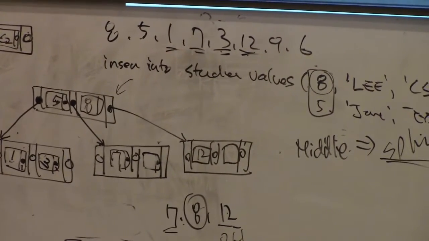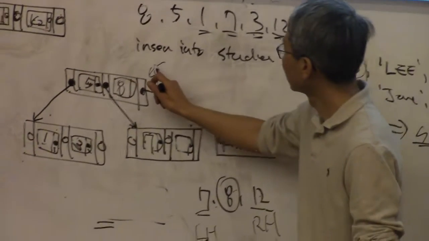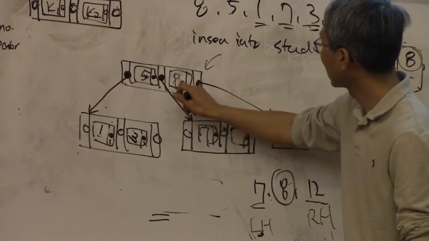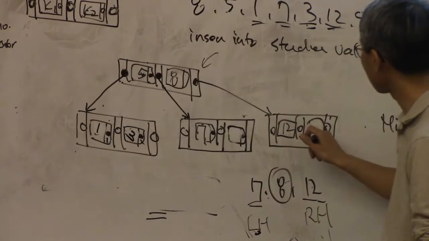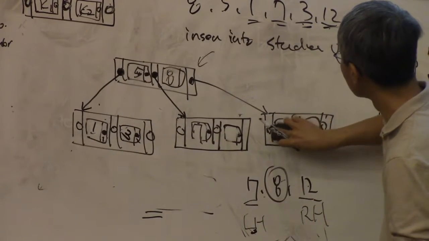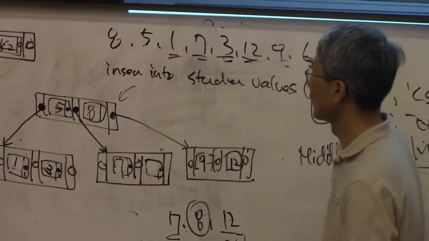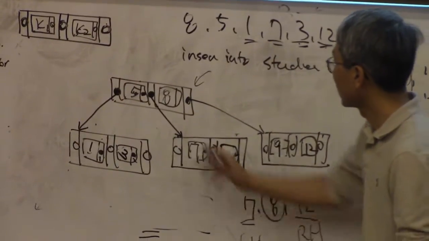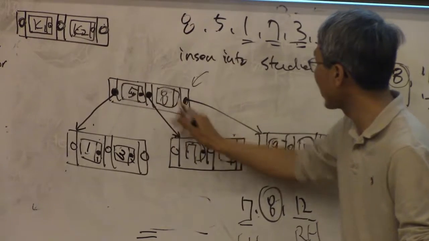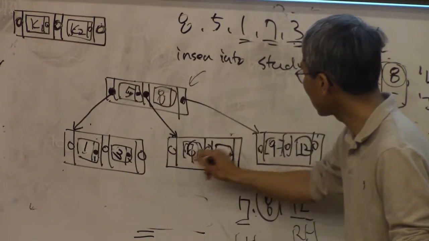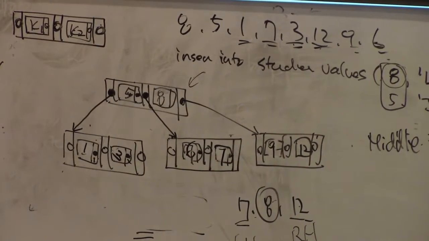9. Find the 8. 9 is bigger than 8, goes to here. So we have space. So 9, 12. What about 6? 6 is bigger than 5, less than 8. So 6 and 7. This is the same as this.